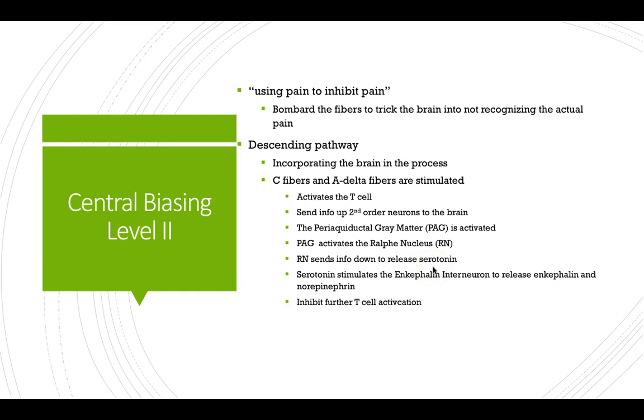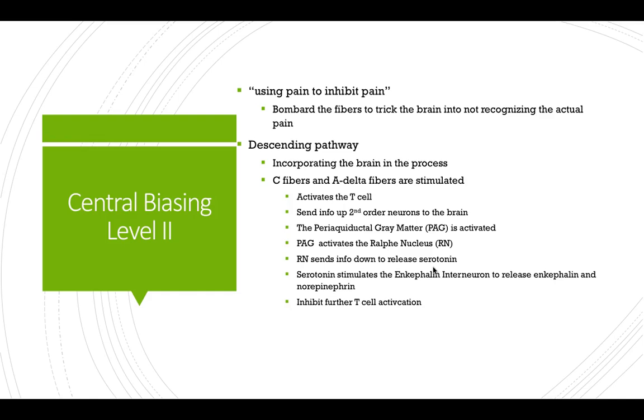So serotonin is released at the spinal level. We're still not in the bloodstream like we will be in our next theory. This is all happening within the spinal cord itself and the periphery, the central nervous system. So serotonin is released at the spinal level, and that's going to inhibit the second order neurons. So it's going to essentially close the gate.